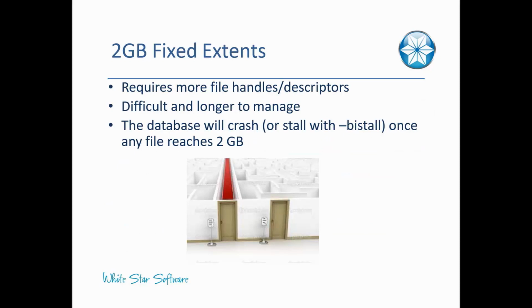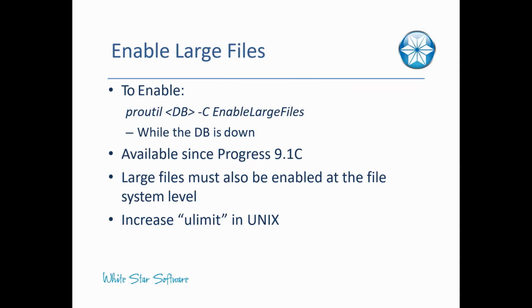Also, 2 gig fixed extents require more file descriptors. It's a lot harder to manage. You saw before that by following this practice, we ended up with more than 200 extents. And also the database will crash anytime a file reaches more than 2 gigs. So you want to get beyond that 2 gig limitation. So enable large files. When the database is down, run this command. Very simple.